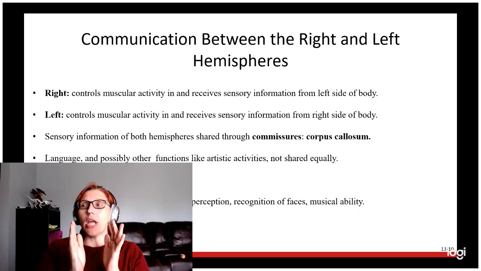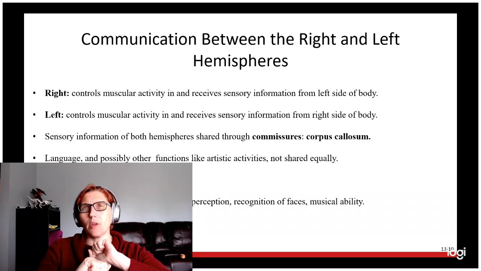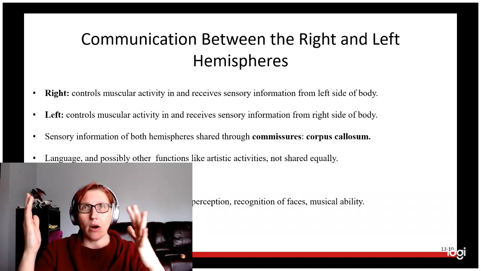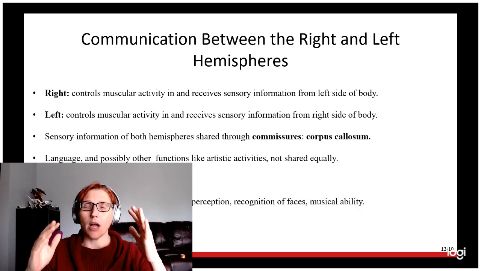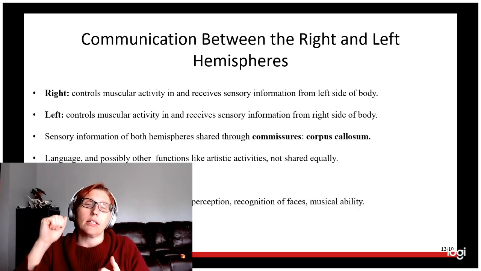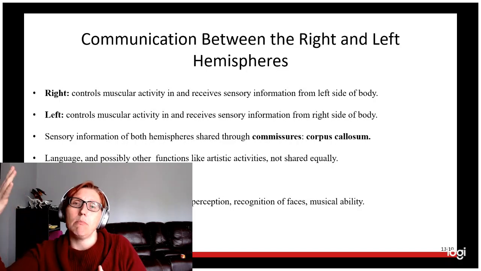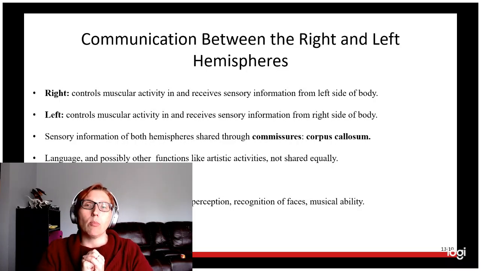But language and artistic activities and lots of different things. Just language and artistic are the only two to use as an example that's very clear cut. It's not shared equally. So artistic activity isn't going to entirely be coming from the right side of your brain, or language won't necessarily all come from the right side of your brain.